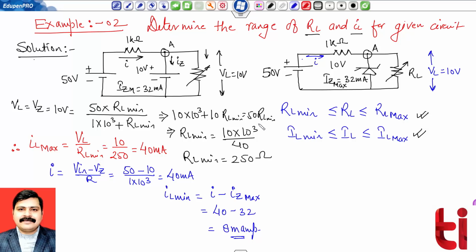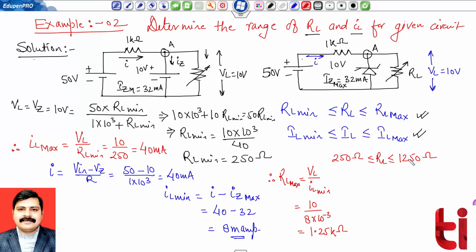Therefore, I can calculate RL max, and this RL max is VL divided by IL min. So it is 10 divided by 8 into 10 raised to power minus 3, and this is 1.25 kilo ohm. So I'm having a range. My load resistance RL should be lying from 250 ohm to 1250 ohm. This is the one answer.